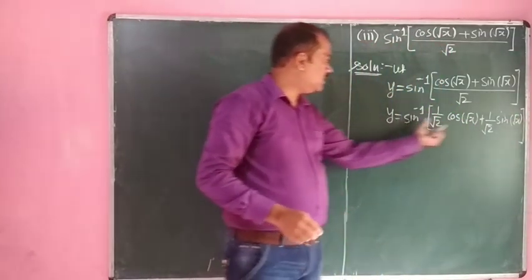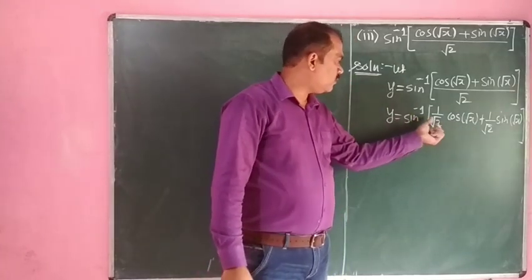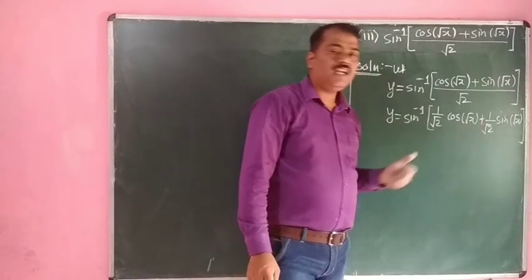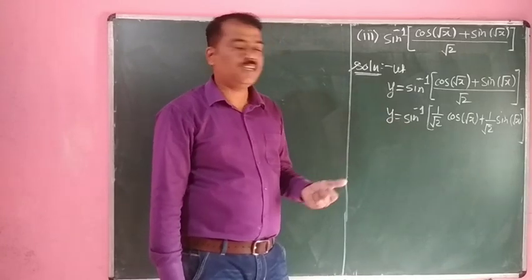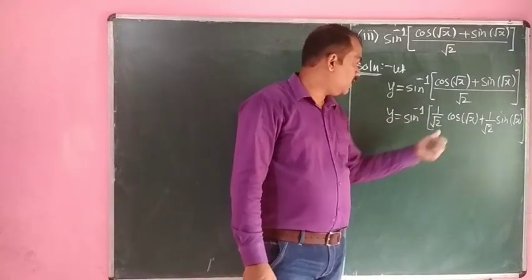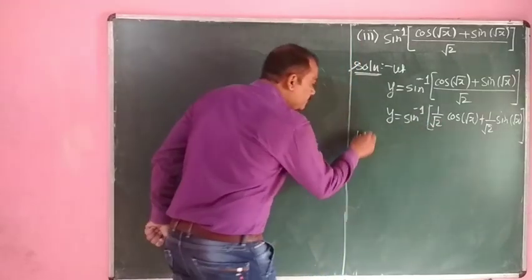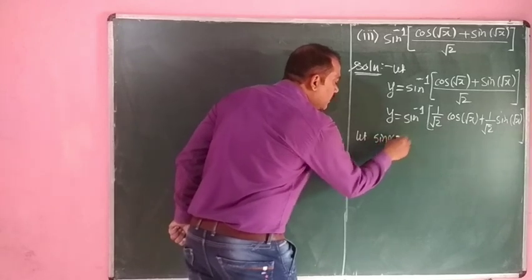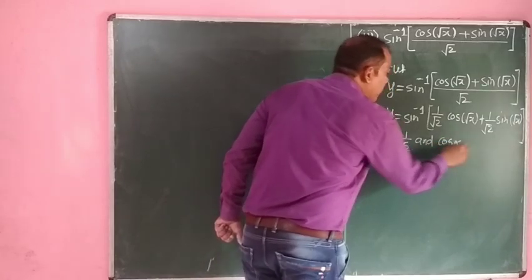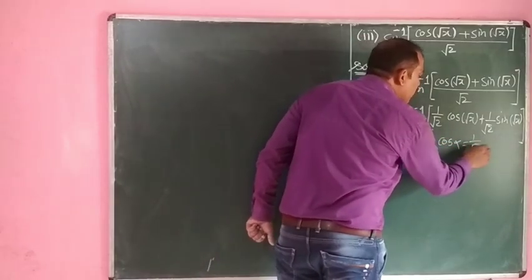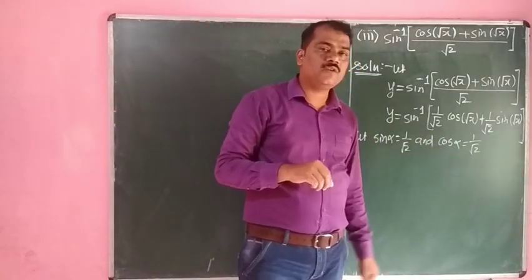Here sin inverse is there, meaning we require the value of this bracket in terms of sin. So we have to know that sin cos plus cos sin is nothing but sin of A plus B, where A is whatever we take and B is root x. So we assume the value of this 1 upon root 2 as sin alpha. Let sin alpha be equal to 1 upon root 2 and cos alpha equal to 1 upon root 2. We know that sin pi by 4 is equal to 1 upon root 2, and cos pi by 4 is equal to 1 upon root 2.